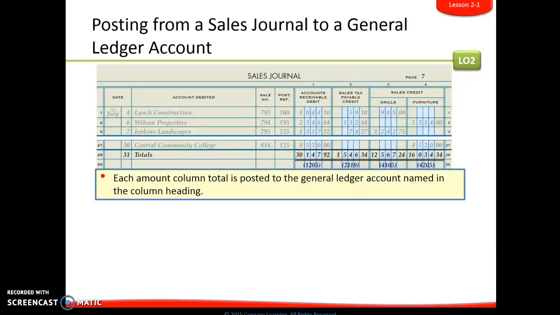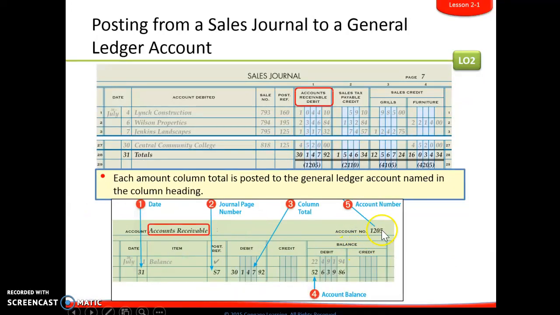Posting from our sales journal to a general ledger account. So this is when we are posting our totals. So we are going to start with our date. So here they're just showing us that when we're posting a total, we're going to look at our column heading. This tells us what account we're going to. So here we're going to accounts receivable.